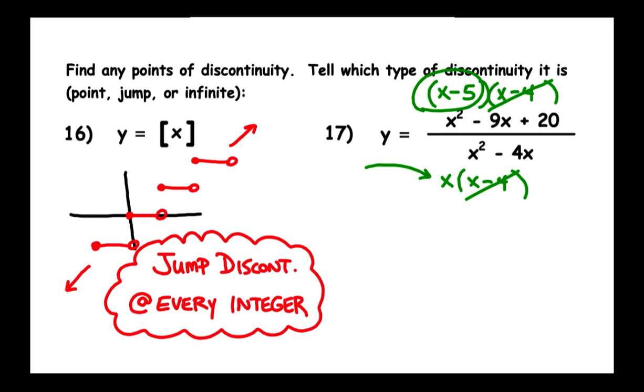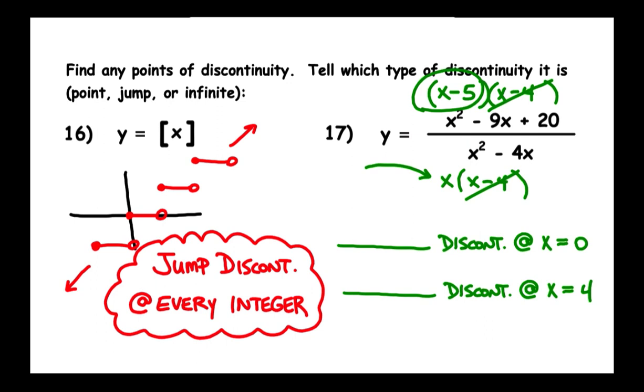So that's okay. The denominator is where we're focusing our attention. So there's going to be discontinuity at 0 and at 4. Because the x minus 4s canceled away, that's simply point discontinuity there. However, this x did not cancel, so therefore it's infinite discontinuity at x equals 0. That will be a vertical asymptote.